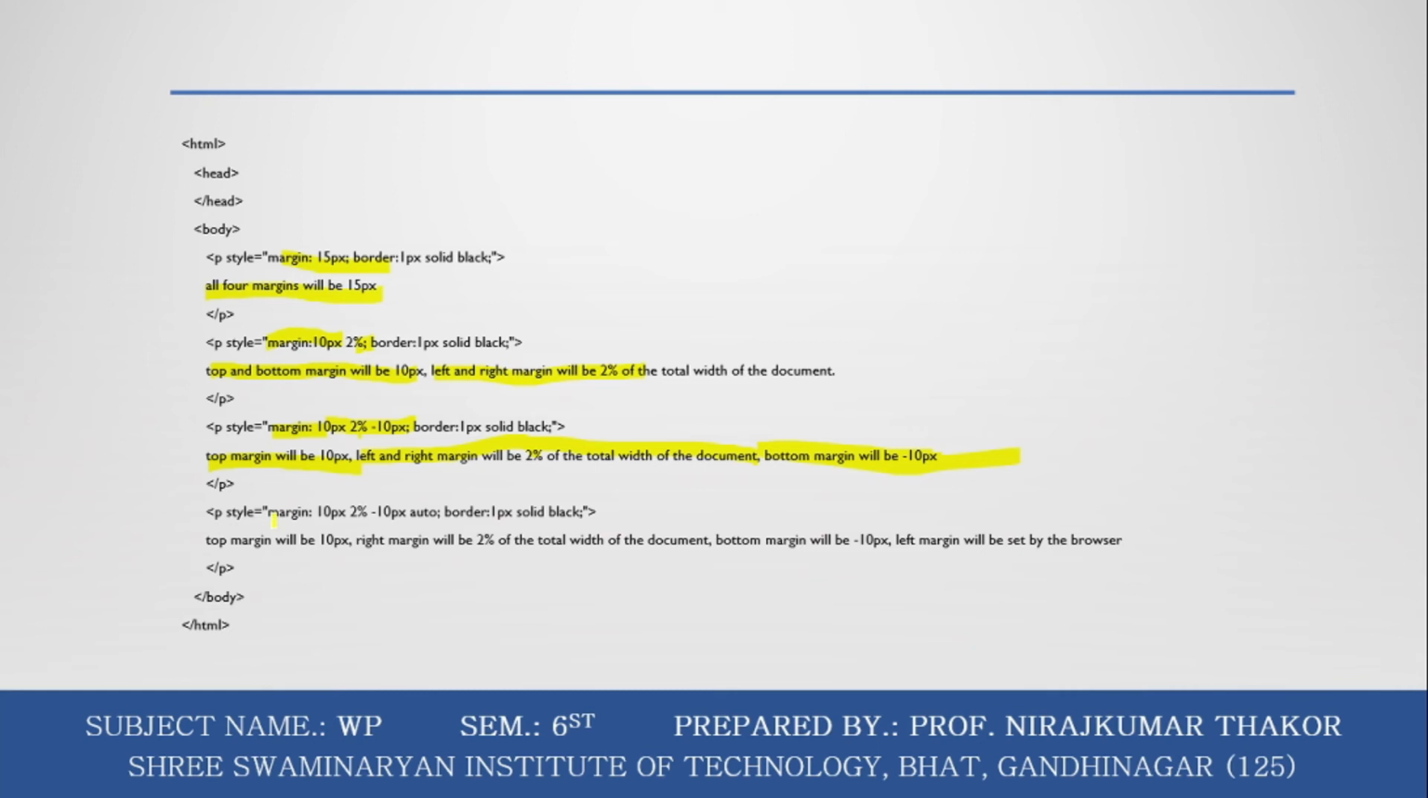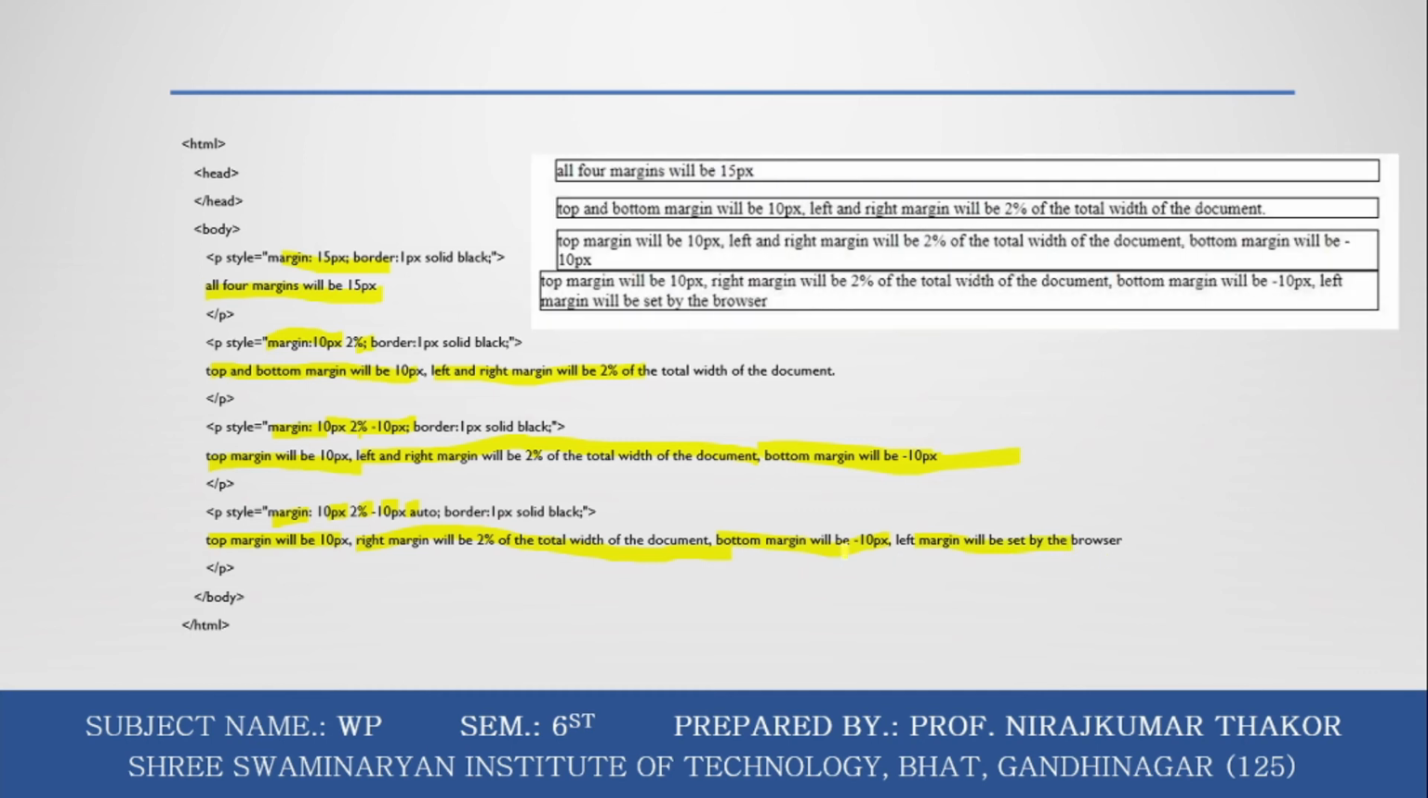And the last one is margin 10 pixels, 2%, -10 pixels and auto. The top margin will be 10 pixels, right margin will be 2% of the total width of the document, bottom will be -10 pixels and the left margin will be set by the browser. Okay, so this is the output: the first one, second one, third one, and the fourth one.